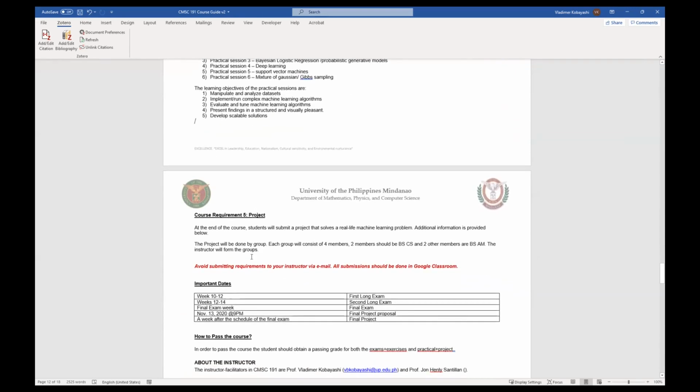For the project, this is very important because at the end of the course, students will submit a project that solves a real-life machine learning problem. Additional information is provided below. The project will be done by group. Maybe kasi kaunti lang kayo, dalawa lang siguro per group. There should be 2 members each group.